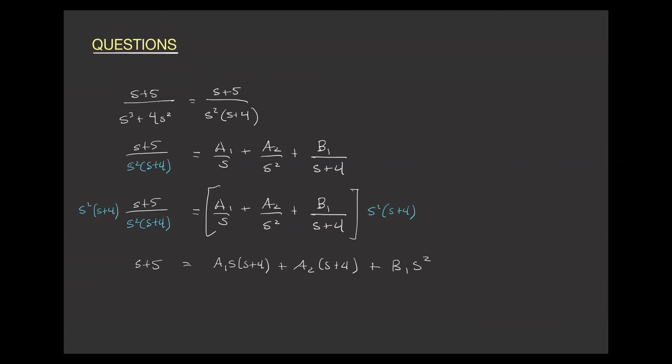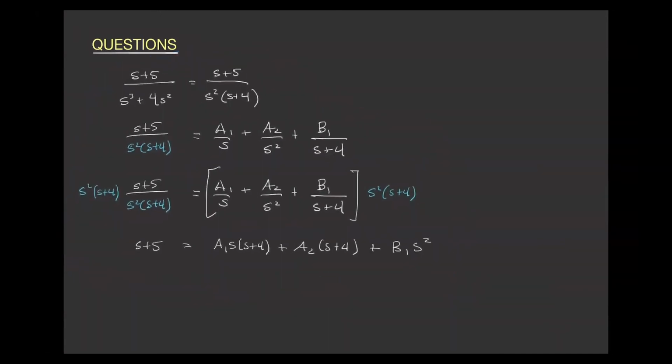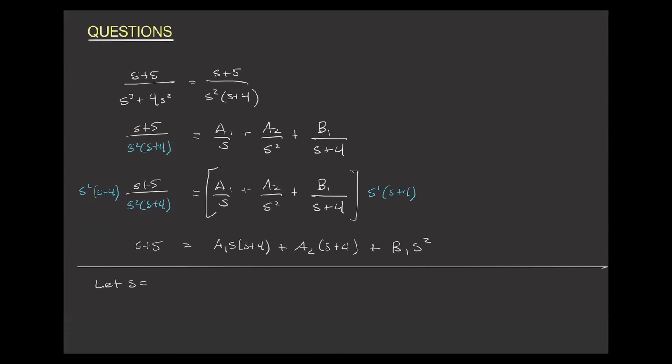And now you'd like to know what A1, A2, B1 are. So now we'll do some substitution. That is, we'll choose s to be particular things to end up with some equations and try to solve for A1, A2, and B1. So now that we have this, let's let s be equal to, how about -4? I chose -4 so that these two terms will disappear. So we have -4 plus 5 is equal to A1 times 0 plus A2 times 0 plus B1 times, I guess that's going to be 16. And then we get 1 is equal to B1 times 16, or that 1/16 is equal to B1.